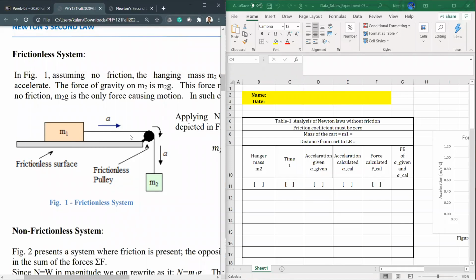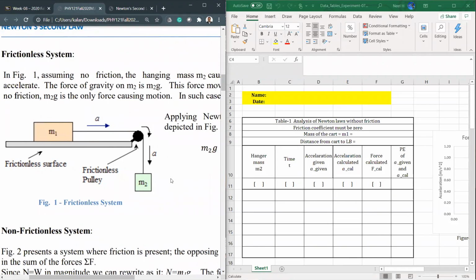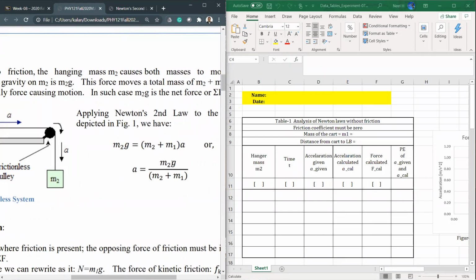Since both objects are connected to each other, the acceleration of the whole system is going to be the same, a. So you can apply F equal ma to object number 2, F equal ma to object number 1, and then build two equations with tension and the acceleration. And then you can solve those two equations to figure out the acceleration. Acceleration should then be m2g divided by m2 plus m1. So the test is very simple.